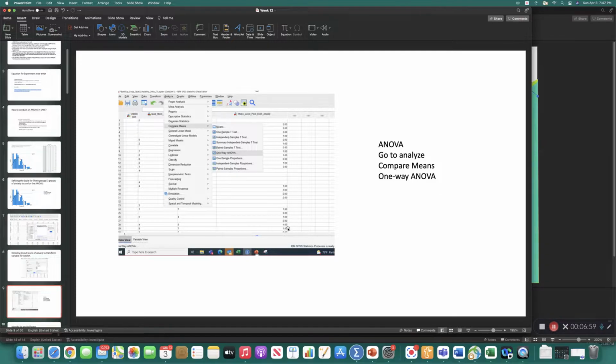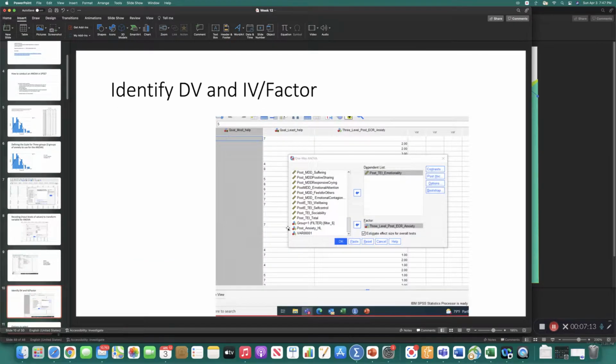So to do that, we take our mouse and click on Analyze, and then Compare Means, and then you'll see a new drop-down menu pop up, and then we want to click on One-Way ANOVA. Then we need to identify our dependent variables and our independent variables. You click on one of these variables, click on the arrow, and you move it right over. Our factor is the 3-level post ECR anxiety, so the 3 levels of anxiety. And for the dependent variable in this situation, we chose to look at trait emotional intelligence, specifically emotionality at the time of post-test.